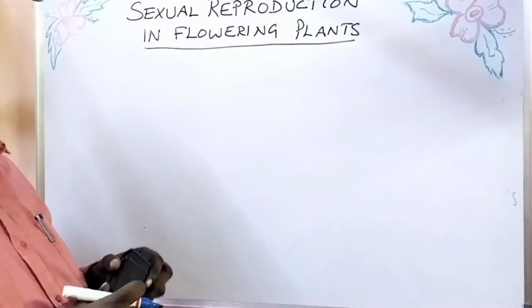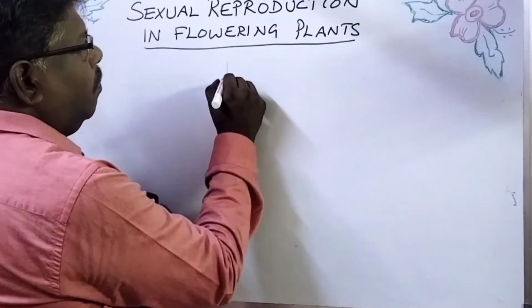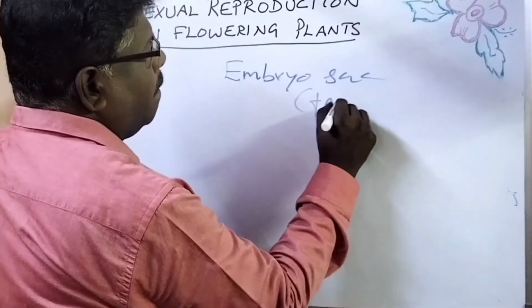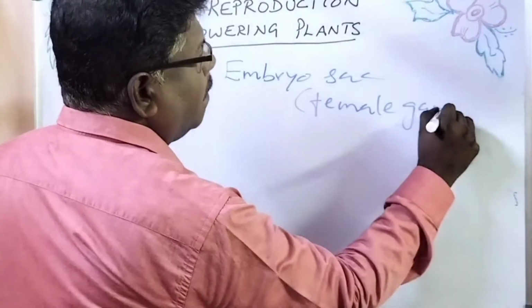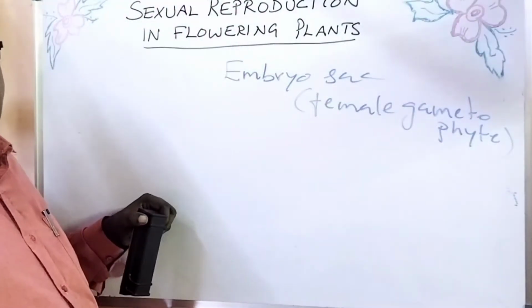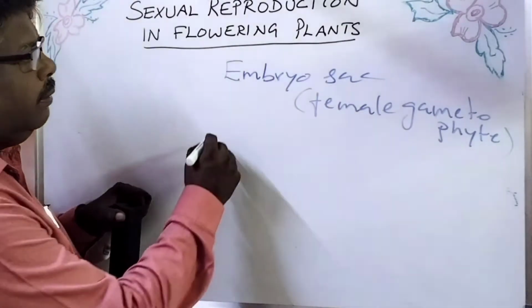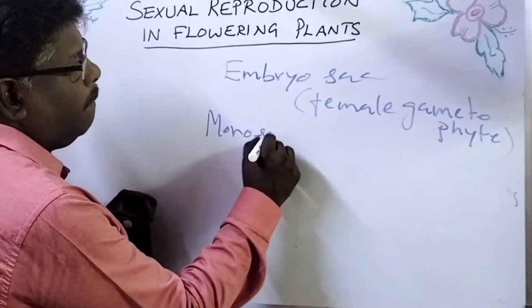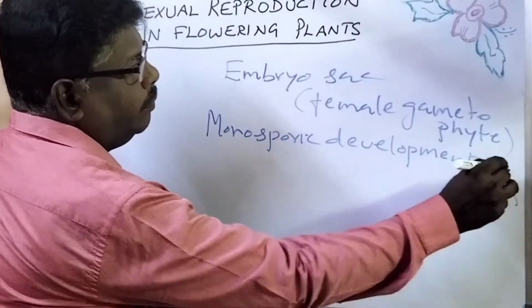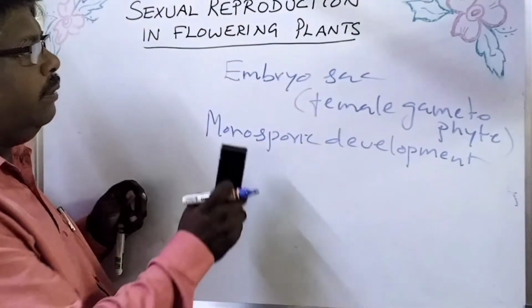This is the embryo sac, and we can call it the female gametophyte. The embryo sac, as it develops from a single megaspore, is also called monosporic development. Because it develops from a single megaspore, it's also known as monosporic development, right?